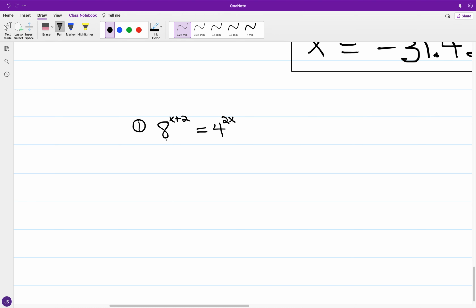Now we have a common base with the number 2. And for 8 and 4, in terms of base 2, now 8 is going to be 2 cubed. And for 8 to the x plus 2, this will be 2 cubed to the x plus 2. And for 4 to the 2x, 4 is 2 squared. So for 4 to the 2x, we have 2 squared to the 2x.